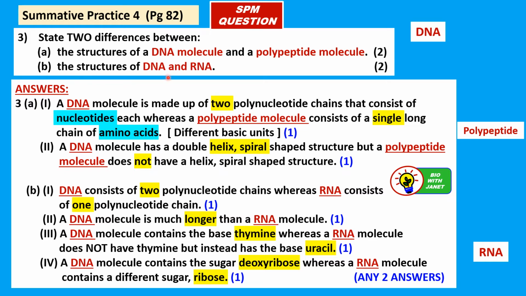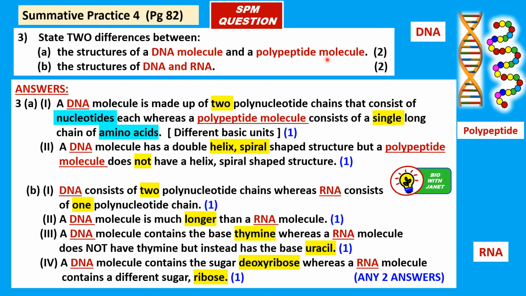And B, the structures of the molecules of DNA and RNA, another 2 marks. So let's start with the 2 differences between the structures of a DNA molecule and a polypeptide molecule. Now, DNA molecule, can you imagine how it looks like? Yes, it has a double helix shape like that, and it's made up of 2 strands of polynucleotides that are twisted around each other. And how about a polypeptide molecule? Can you imagine how it looks like? All right, so polypeptide molecule is made up of a long chain of amino acids.